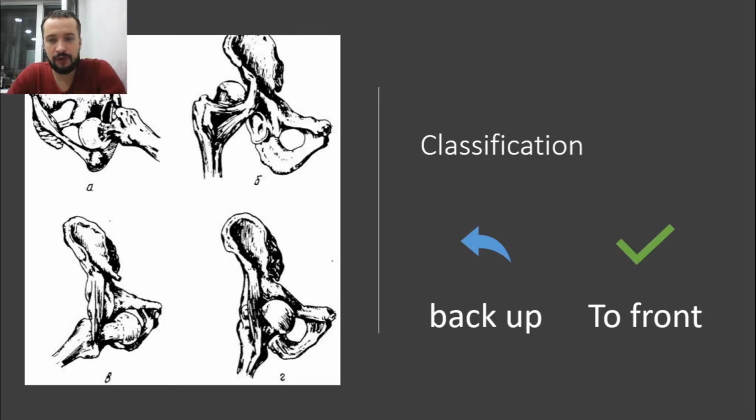Depending on the direction of force, the femoral head may dislocate posteriorly or anteriorly from the acetabulum. And it is really important, because sometimes these types of dislocations will give a different clinical picture.